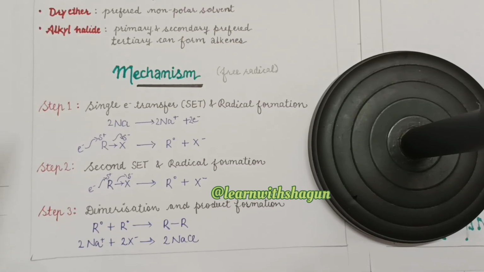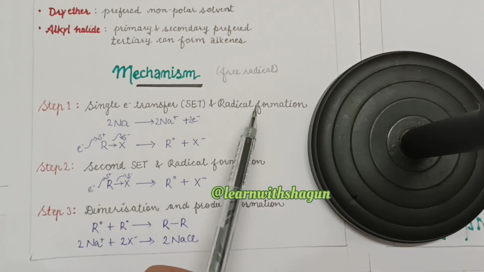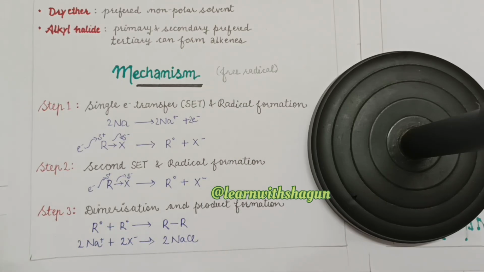So let us look into the mechanism. There are two kinds of possible explanations for the mechanism of this reaction. The first one is the free radical mechanism and the other one is the anion mechanism. Here I'll tell you one thing: if you have ever studied chemistry on my channel, I always give the mechanism in simple steps.